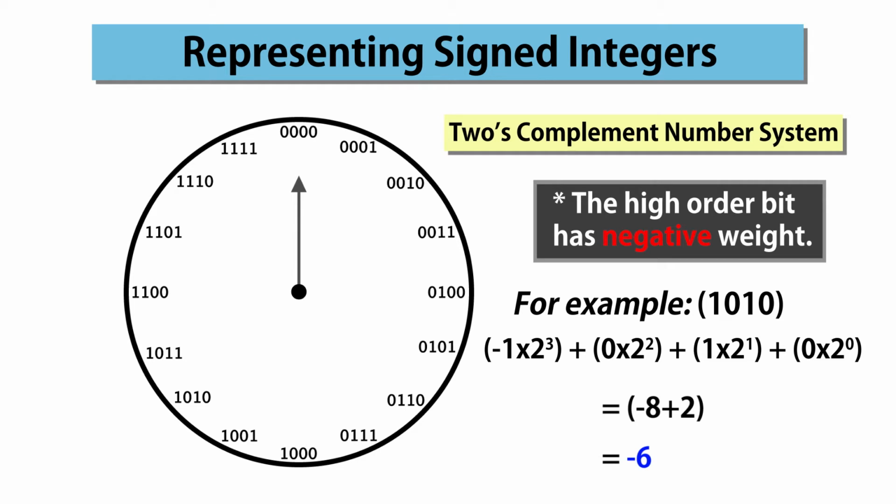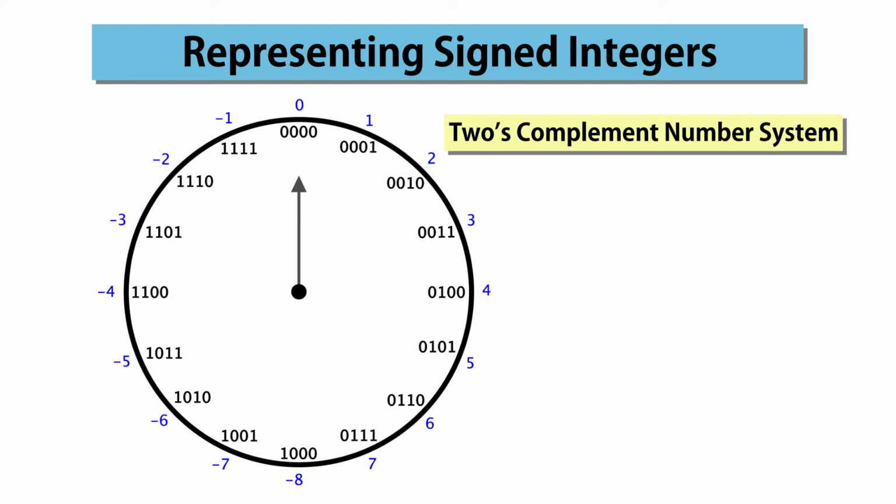Notice that whenever the leftmost or high-order bit is 0, this gives the same value as for an unsigned integer. But when the high-order bit is 1, that indicates that we have a negative number. Using this convention and our 4-bit system, the 16 bit strings represent the 16 integers from -8 to 7. Notice also that there's one more negative integer than positive.